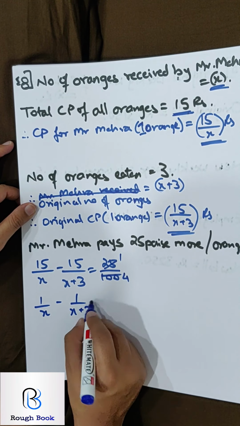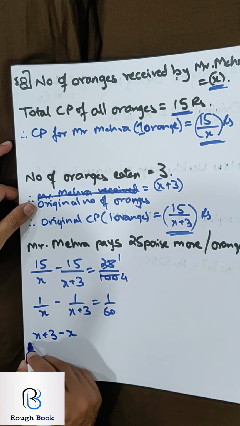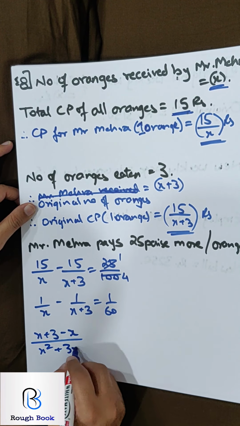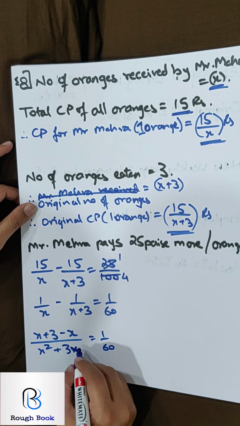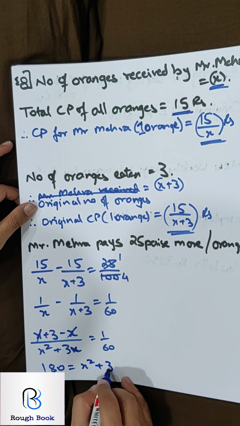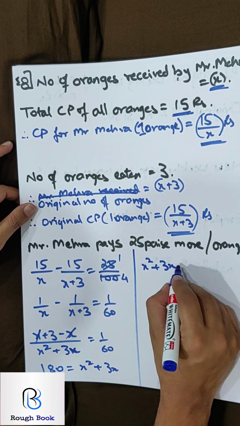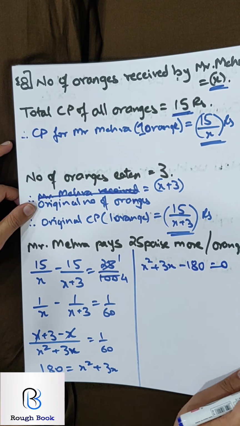1 upon x plus 3, 1 upon 60. Taking the LCM, so x plus 3 minus x square 3x, 1 by 60 cancels. This goes on the other side, so 180 equals x square 3x. So I will get x square 3x minus 180 equals 0.